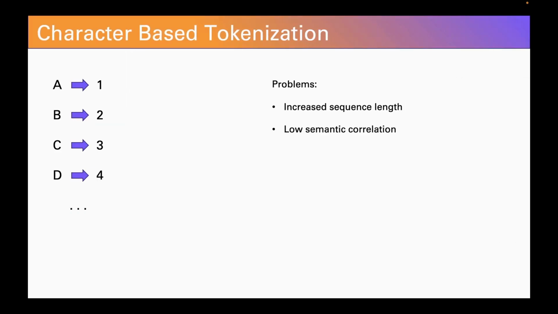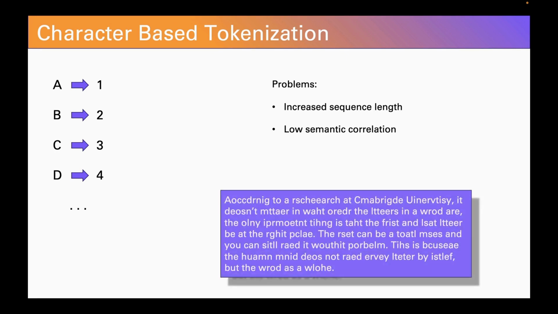There's another problem that's more subtle, which is that there's low semantic correlation of characters themselves. As an example of this, you've probably seen this email that went around a couple years ago, and they've jumbled all the letters in the words, but it's still readable. So the first sentence basically says, according to research at Cambridge University, it doesn't matter what order the letters in a word are, the only important thing is that the first and last letter be in the right place.